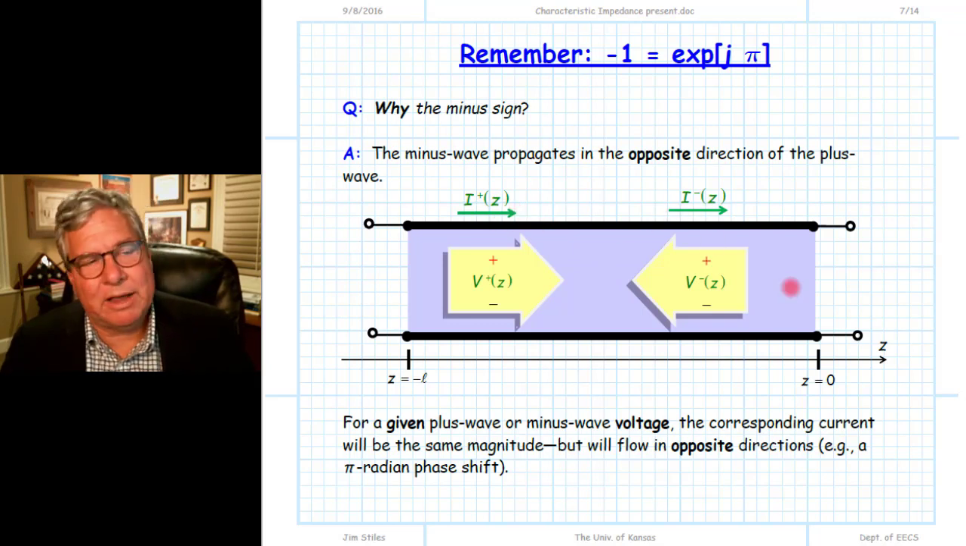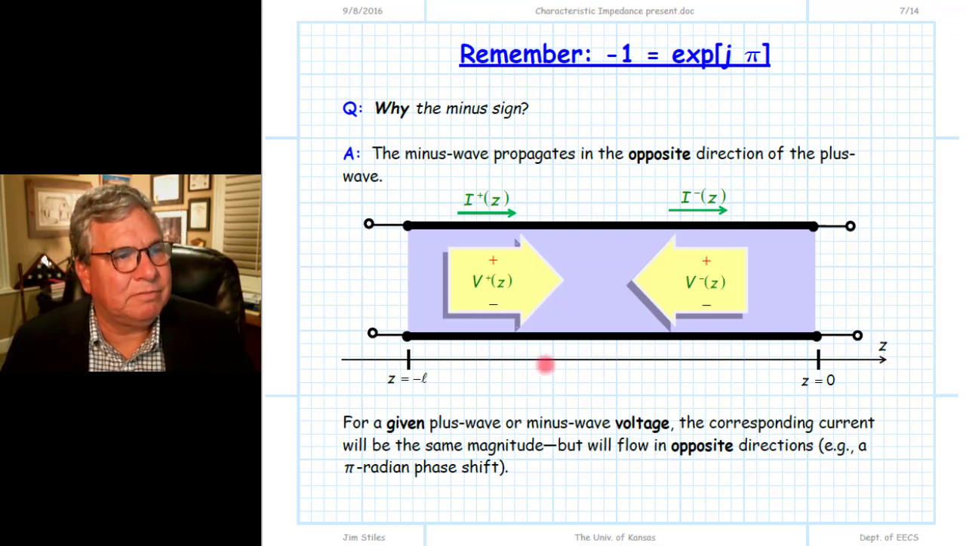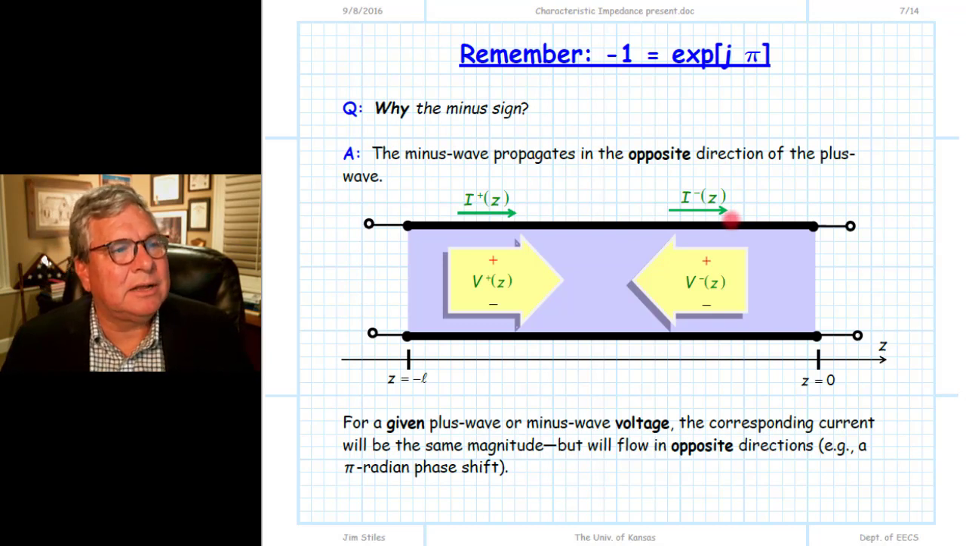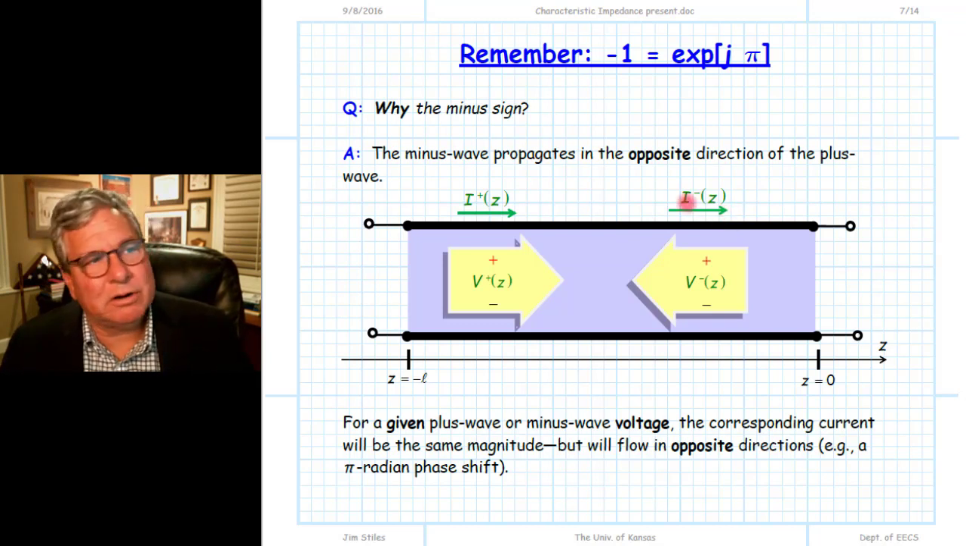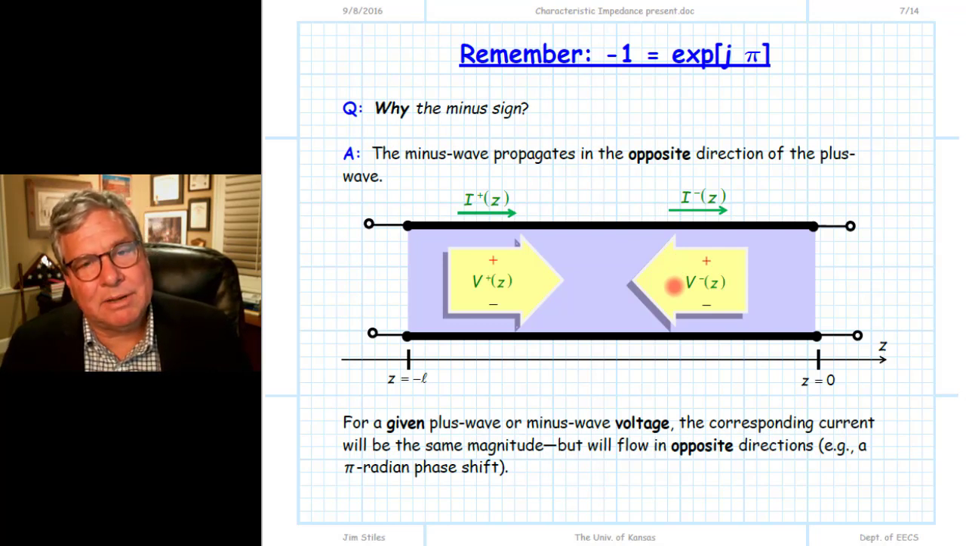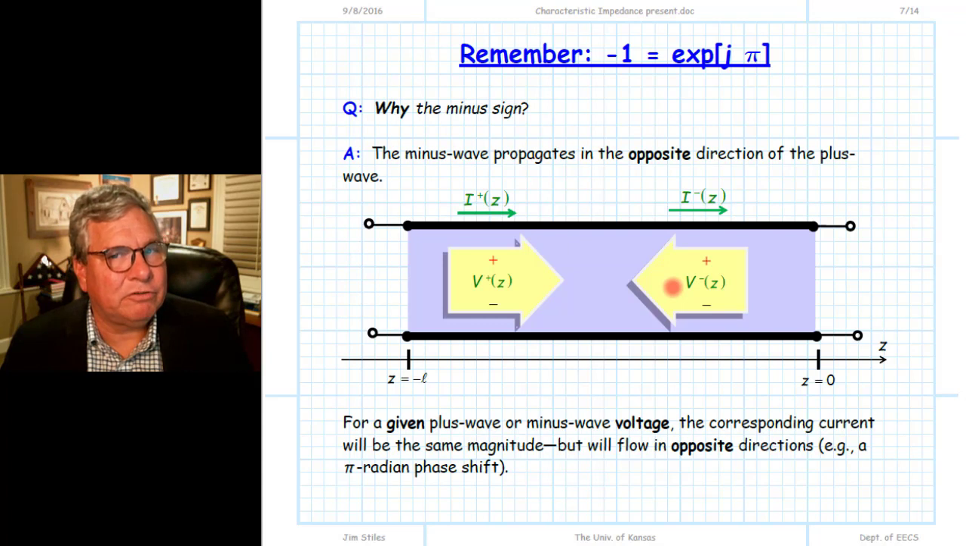But for the minus going wave, it's moving in this direction from right to left. It's propagating in the direction of decreasing z, so it's propagating in a direction that's opposite of our current notation here. And effectively, that's why the minus sign comes about. If we wrote the positive current for the minus current as positive when flowing in the direction of decreasing z, the same as the direction of propagation, we would end up with a result where both ratios would be equal to the square root of L over C.